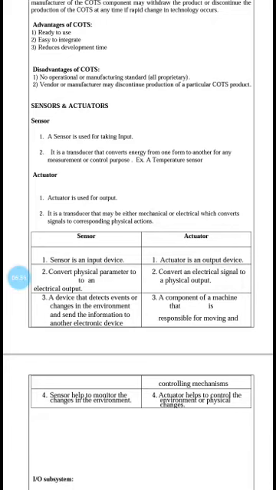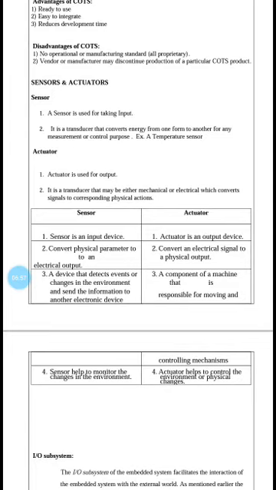The third difference is that a sensor is a device that detects events or changes in the environment and sends the information to another electronic device, and an actuator is a component of a machine that is responsible for moving and controlling a mechanism. Likewise, the fourth difference is that a sensor helps to monitor the changes in the environment.